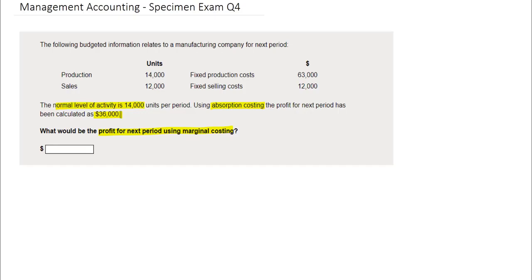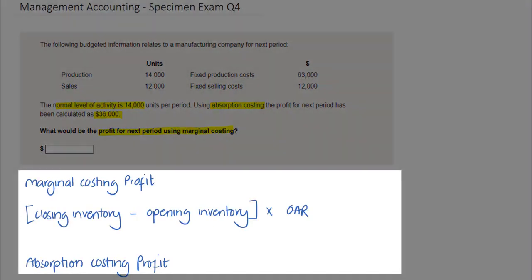You might recall from your studies that the only difference between marginal and absorption costing is the way in which the inventory is valued. Namely that under absorption costing, inventory unit costs will always include fixed production overheads. Now there is a formula that you can use to calculate the difference between marginal and absorption costing profit, and this is precisely the formula that we are going to use to help us answer this question.